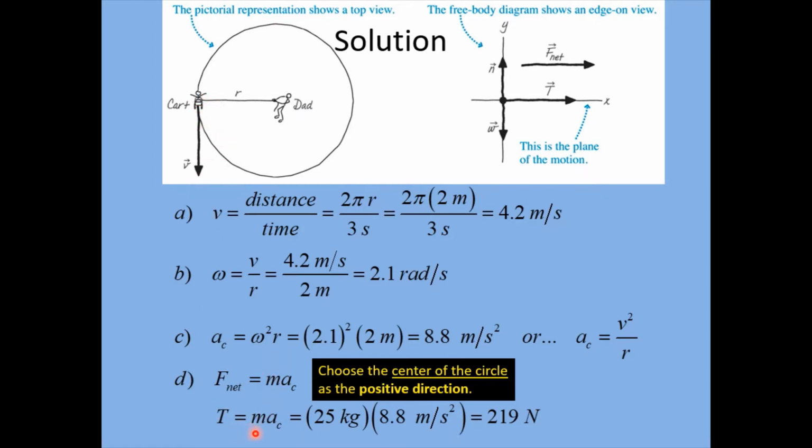So the tension is just equal to the mass of the cart. Remember, the cart and the child together have a mass of 25 kilograms. And our centripetal acceleration is 8.8. So 25 times 8.8 is 219 newtons. That is the rope's tension.